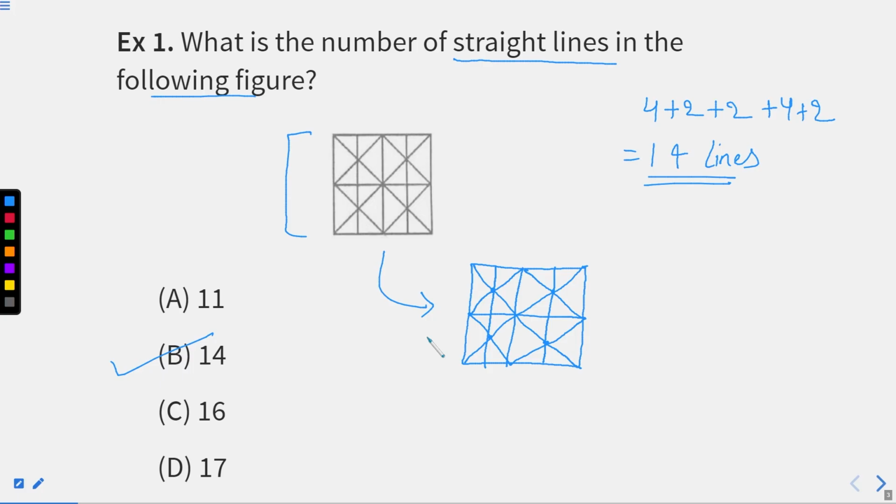This is first kind of question. So the approach that we follow is what? Read the question and understand what is asked. So what is the number of straight lines in this following figure? This is what is asked in this question. How many lines are there, right? Second, redraw the diagram.